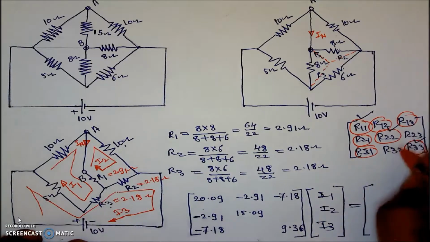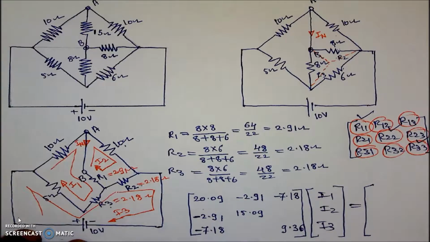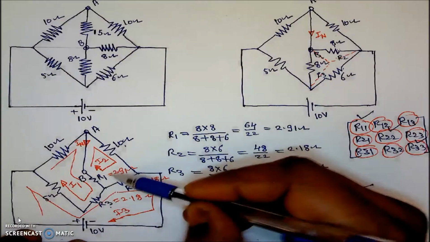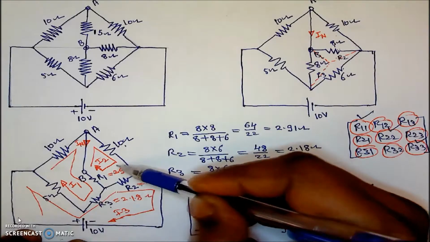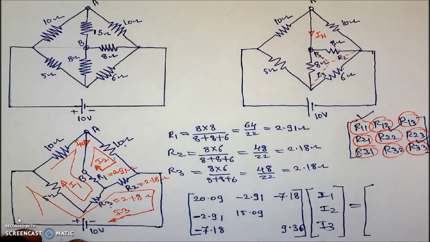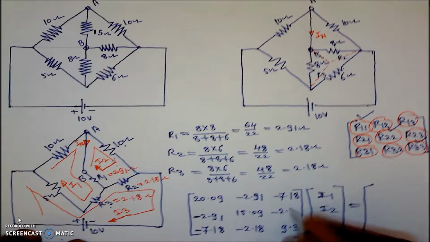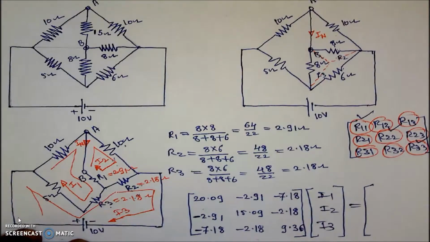Finally, we will calculate the resistance R23 or R32, which is the resistance between loop number 2 and loop number 3. Here is loop number 2 and here is loop number 3. The common element is only one, that is R2, which is minus 2.18, and this is again minus 2.18. This is the value of the impedance matrix.